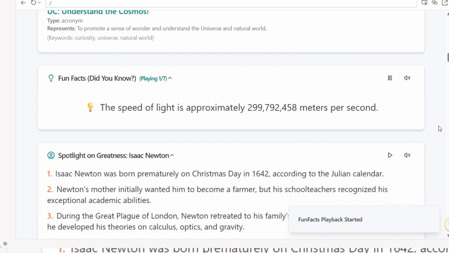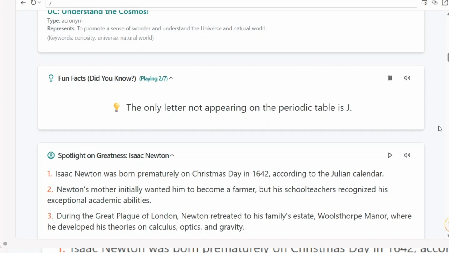The speed of light is approximately 299,792,458 meters per second. The only letter not appearing on the periodic table is J. Plants convert sunlight into chemical energy through photosynthesis. Earth is estimated to be 4.54 plus or minus 0.05 billion years old. The human body contains enough iron to make a small nail. Honey never spoils because of its low water content and acidity. The Eiffel Tower can be 15 centimeters taller in the summer due to thermal expansion.